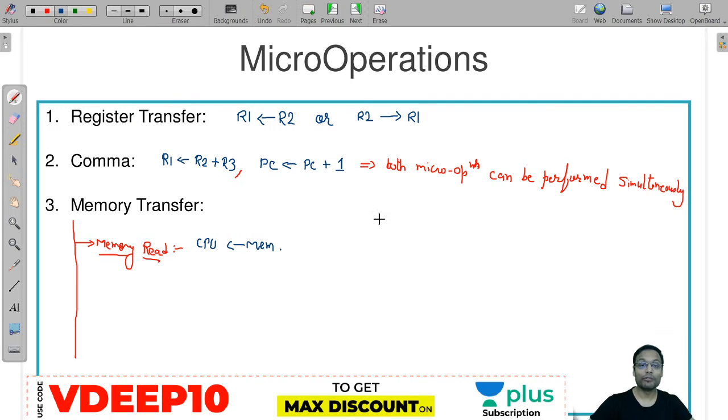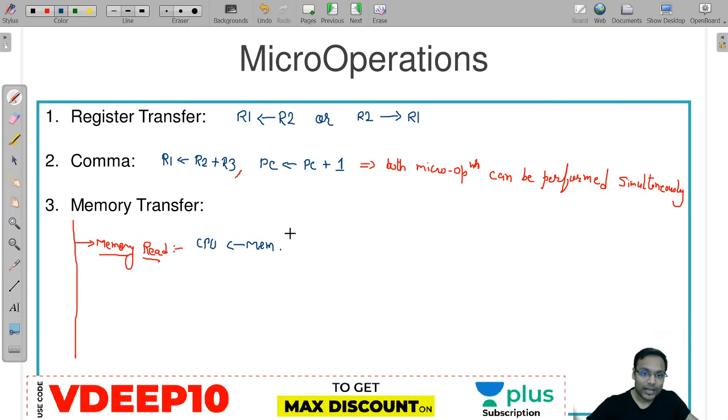Now we have to be very specific. It's not that the entire memory's content goes into the CPU. Are you fetching the entire memory's content and copying it into the CPU? Not at all. Memory is 4 GB, 8 GB, 12 GB. You cannot keep that full content in the CPU. So you are bringing only a specific content from memory. And how do you specify that? By specifying the address.